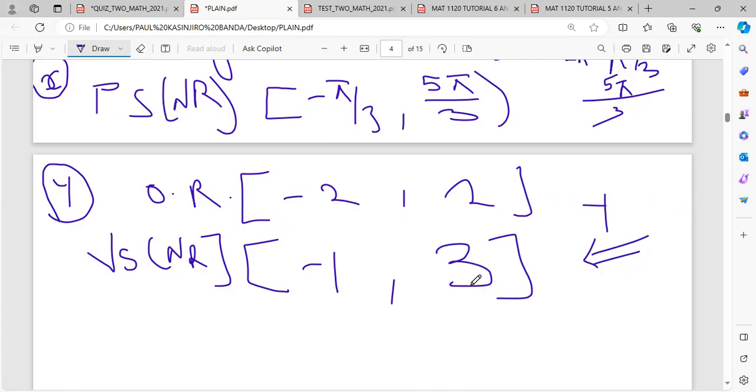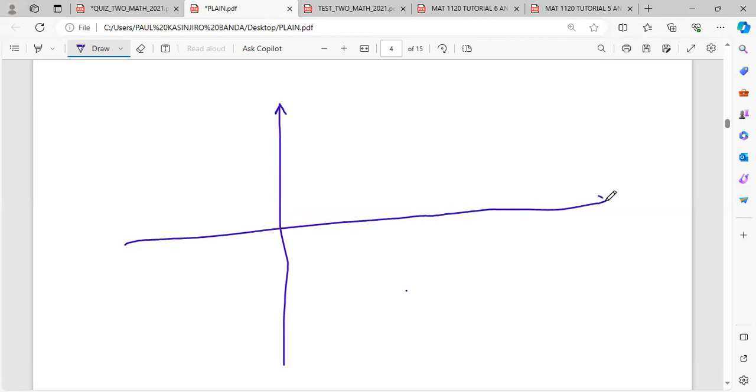Then now let's plot. I'm sure we have all understood now. Let's plot. So how do you plot? You draw your x and y plane. So this is my y, and then let me draw my x like that.